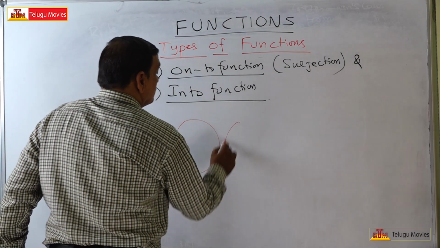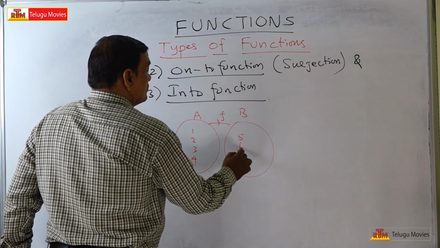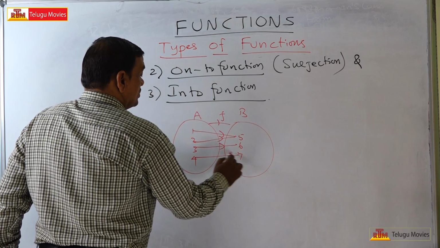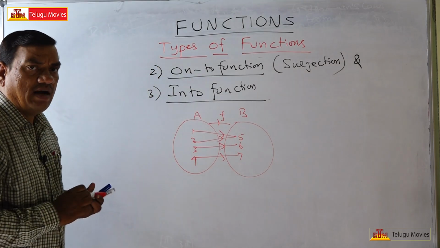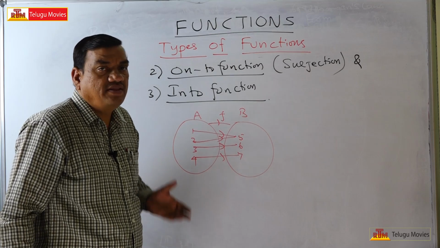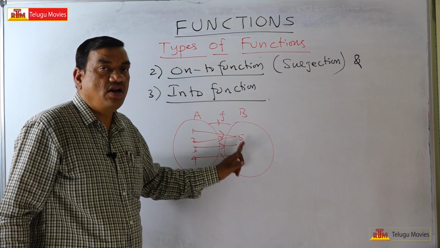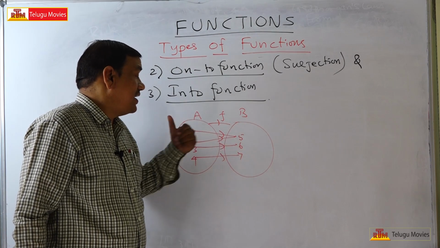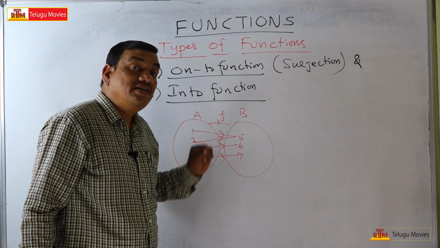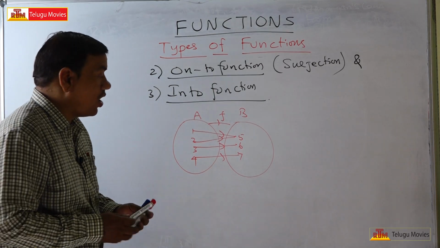Let us take these two non-empty sets A and B. f is a function, with A having 1 2 3 4 and B having 5 6 7 8. So 1 is mapped onto 5, 2 is mapped onto 3, 3 is mapped onto 2, 4 is mapped onto 7. Here, observe, every element of A is mapped onto a unique element of B, therefore it is an onto function. If you observe, every element of the codomain is the image of at least one element of the domain. Then it is called an onto function.